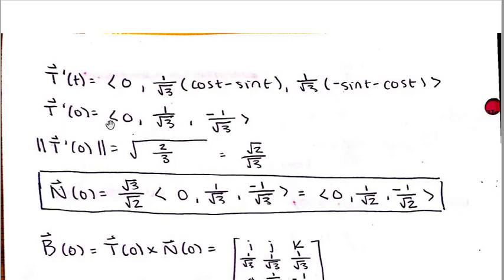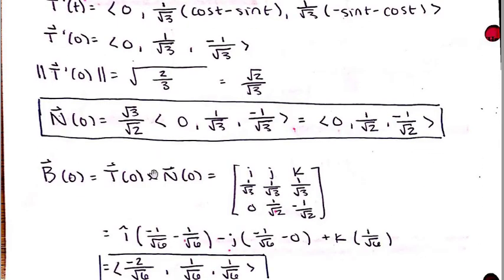So when I plug in 0, I've got 0, 1/3, negative 1/3. When I take the magnitude of that vector, I get 2/3. Okay, and again, when I divide t prime of 0 by this magnitude, I'm really multiplying by the reciprocal. And I like that because it allows me to divide out the square root of 3's. So I have to do 1 over root 2, negative 1 over root 2, and I get 0 still in the front. Okay, and I liked simplifying here because now I need to take the cross product.